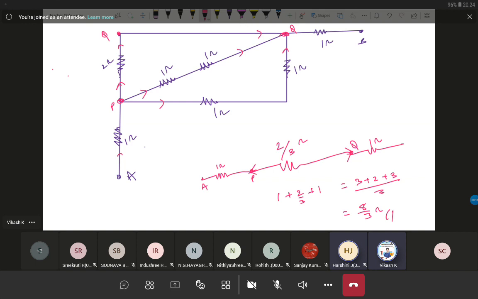Yes or no? Is that clear? Yes. No, I will approve, sir. I am in class, I will approve. Don't worry. 3 by 2, I forgot to take the reciprocal. That is the biggest mistake a student used to make. That's right. Okay? Is it clear now?